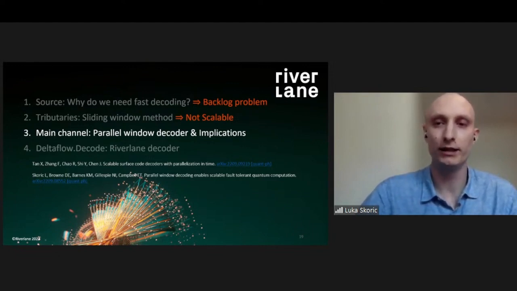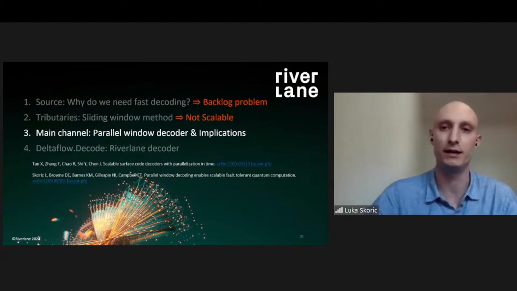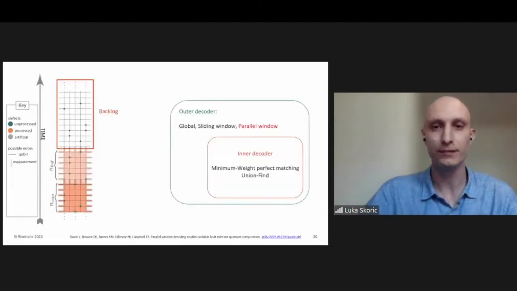Here, I would also like to point out that there is a second work by Tan et al. from Alibaba that has a lot of complementary results and that came out the same day as ours. So if you're interested in this work, please check their work out as well.